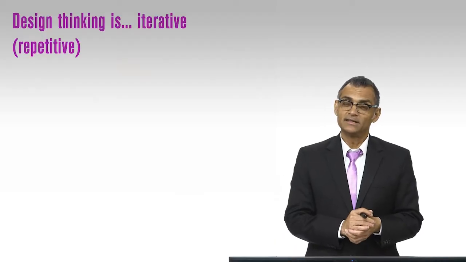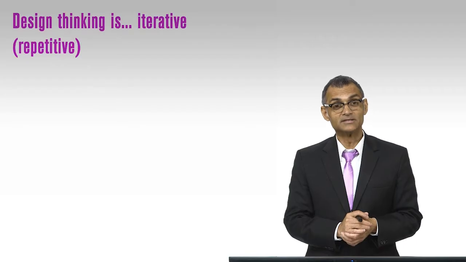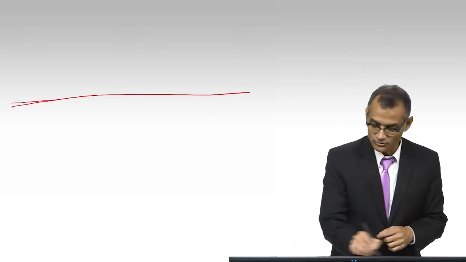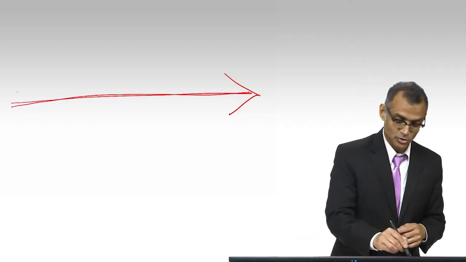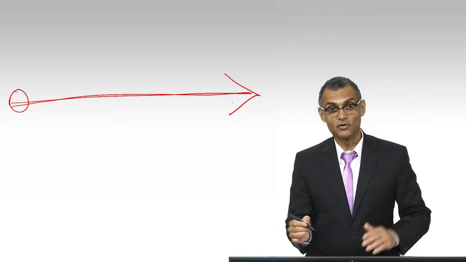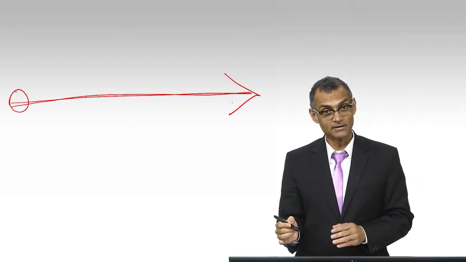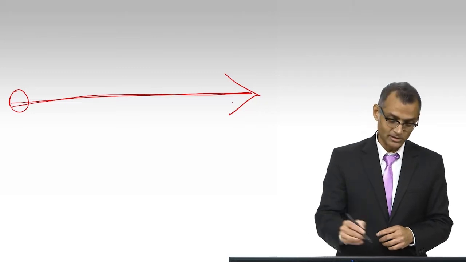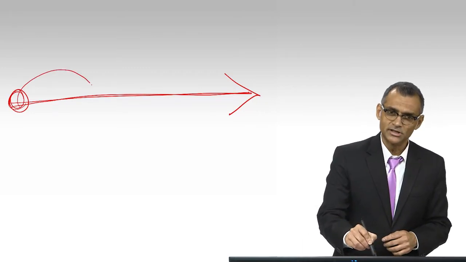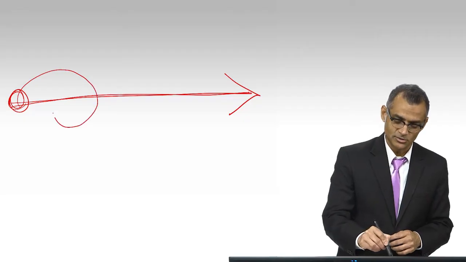The third one, design thinking is iterative. It is repetitive. So what this means is that you cannot think of design as a linear process. It's not something that starts over here and ends over here. There is no single process of getting from 0 to 100 or from A to Z. What happens in design very frequently is you start off at one point, you come up with a solution, and you discover that you need more research. You go back and do the research, and you move ahead.